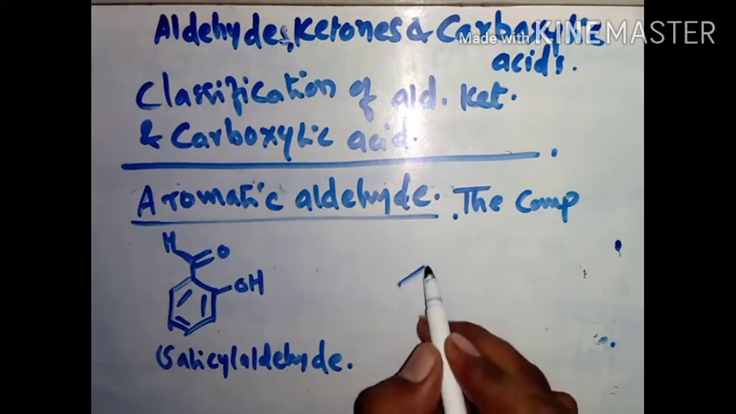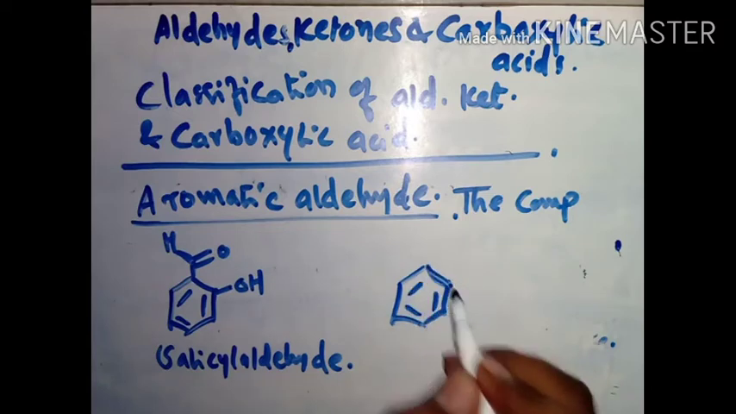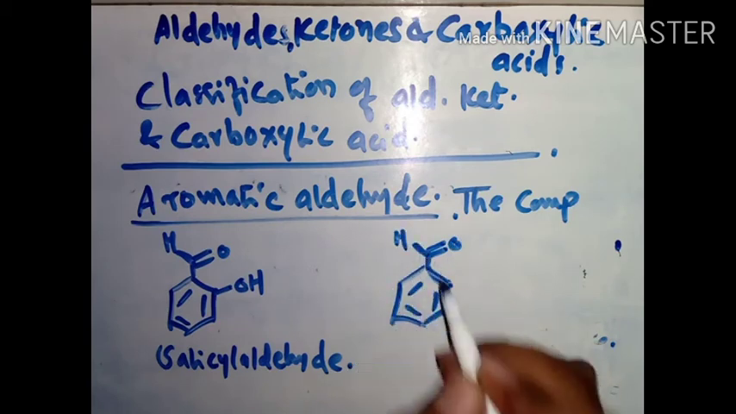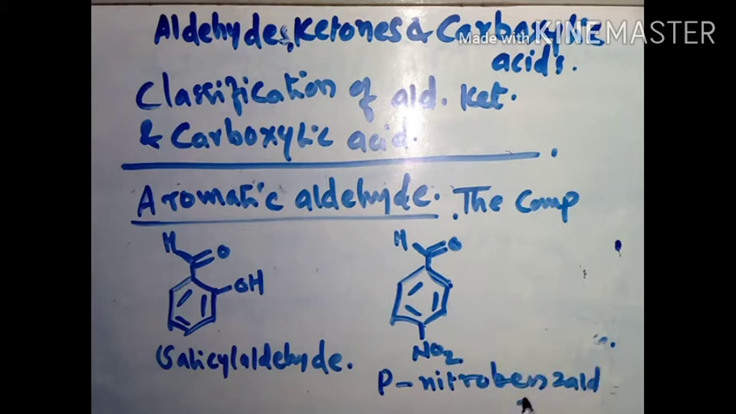Another example we can take, that is a derivative of the aromatic aldehyde, that is double bond O, hydrogen, and here an NO2 group is present. That is nitrobenzaldehyde. What is the name? Or you can say it is para-nitrobenzaldehyde. So in this way we can classify the aldehydes as aliphatic and aromatic.